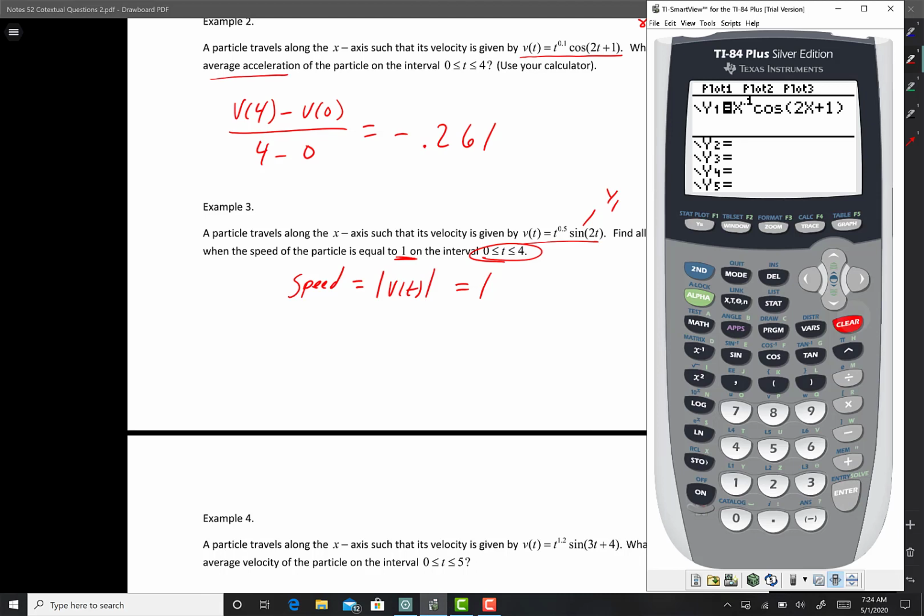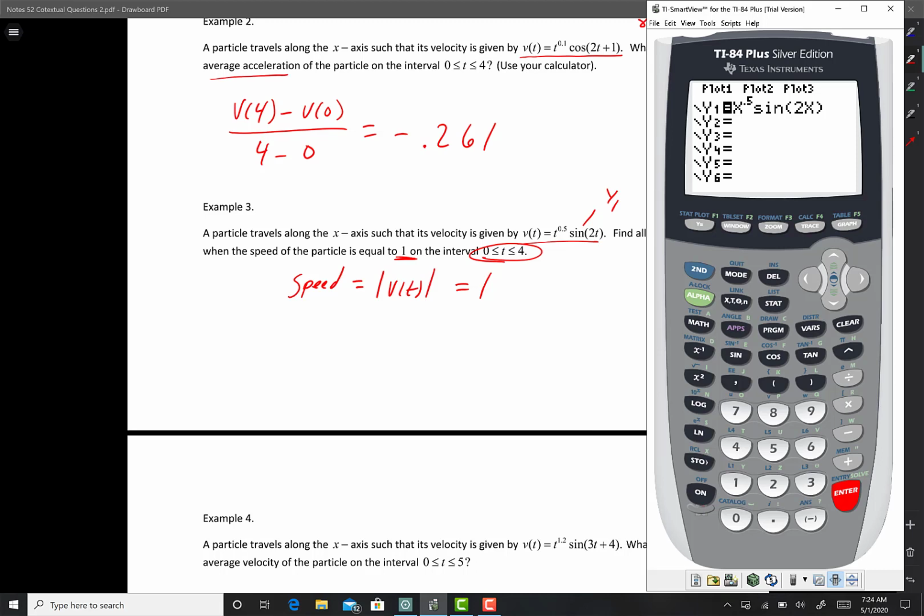So there's two ways to do it. If you're paranoid, you can just type in x to the power 0.5, close, and then sine of 2x. And then that's it. But that's my velocity. I don't want velocity. I want speed, correct?